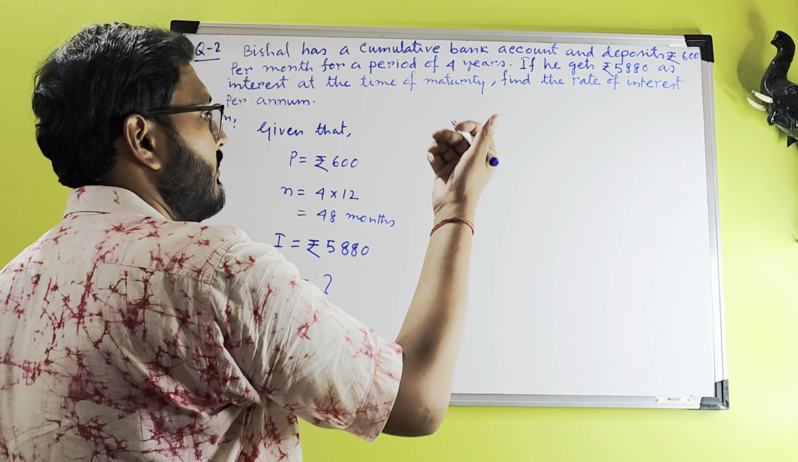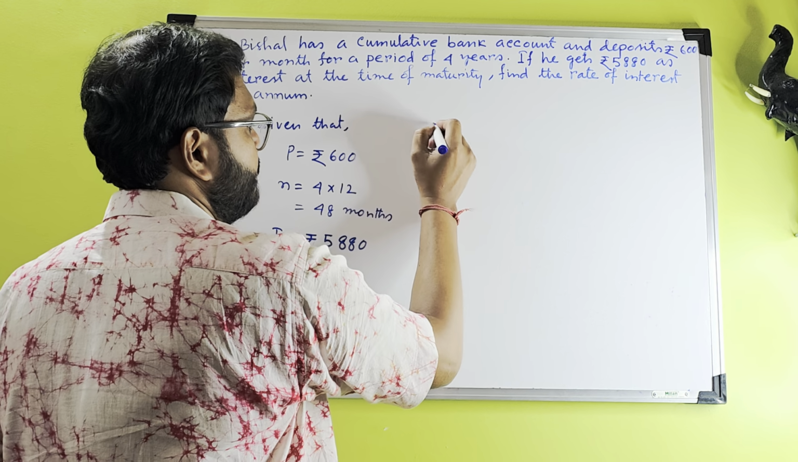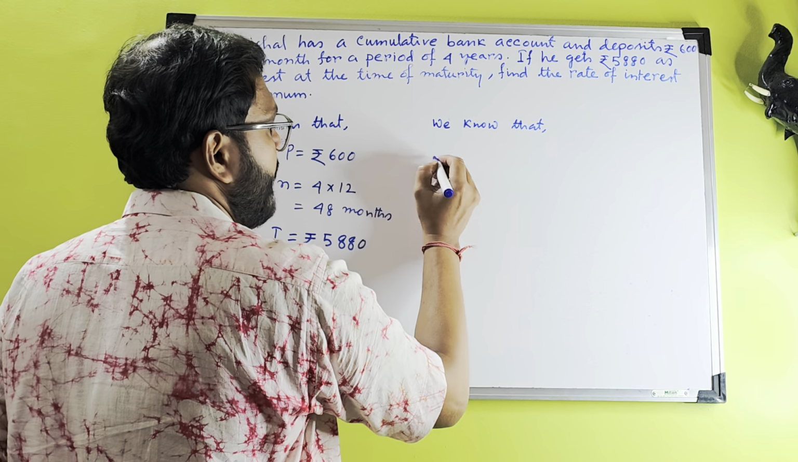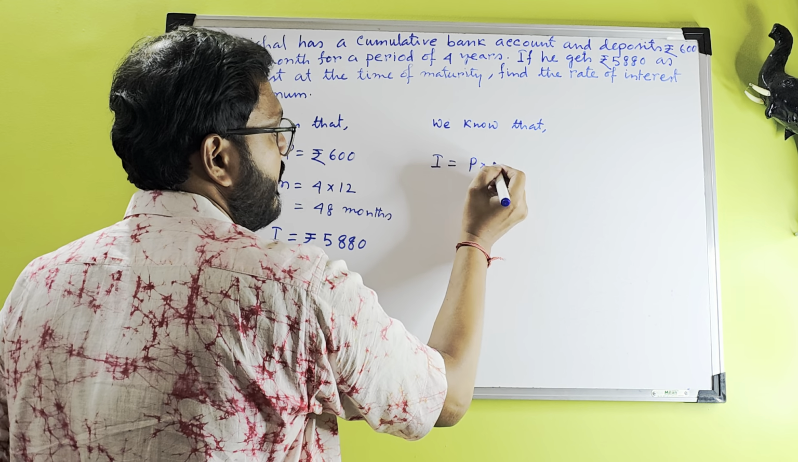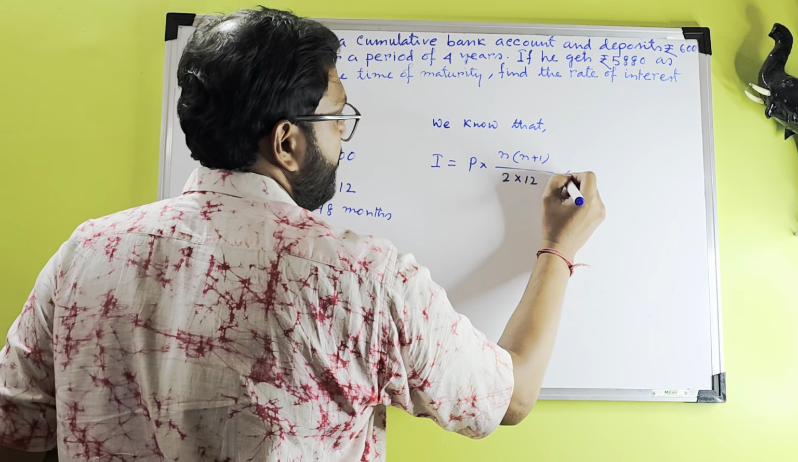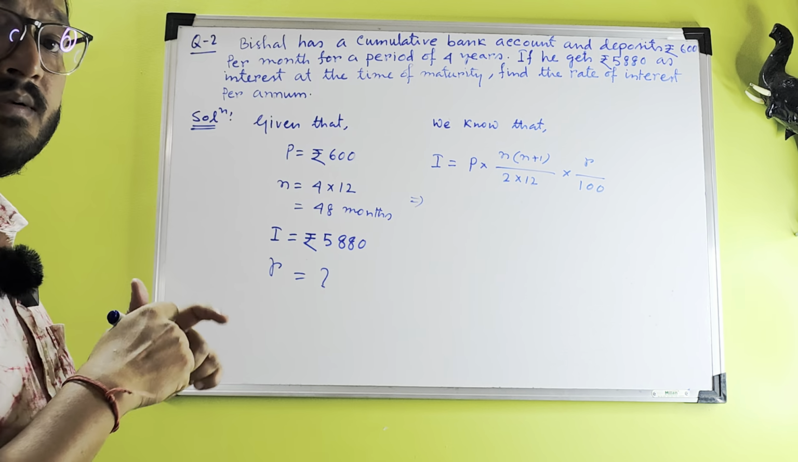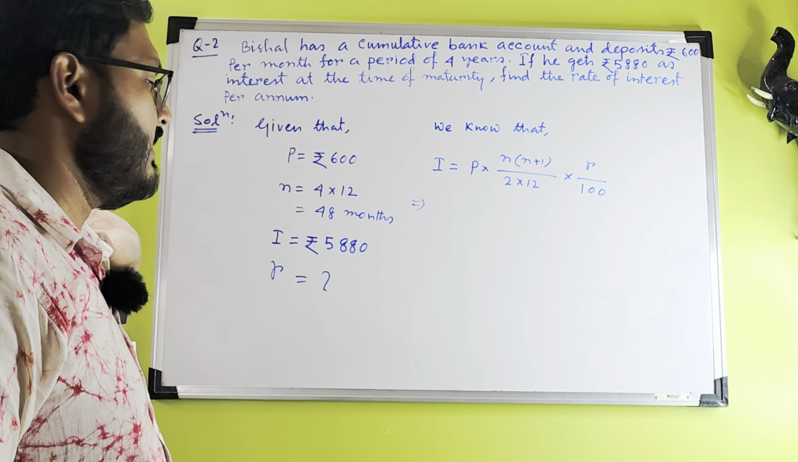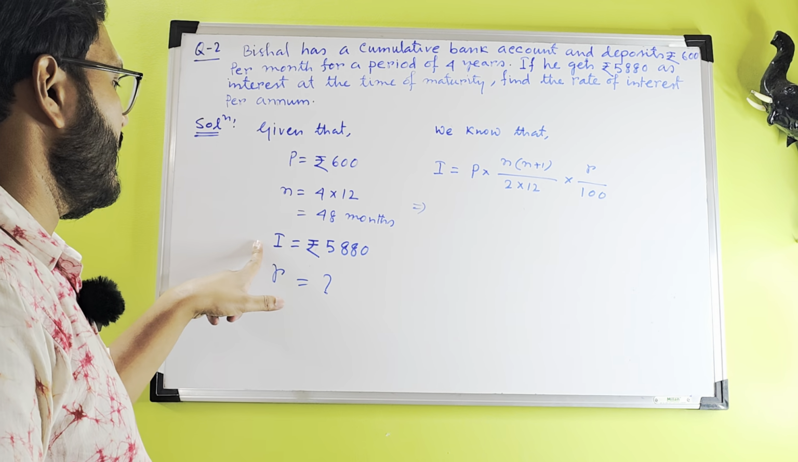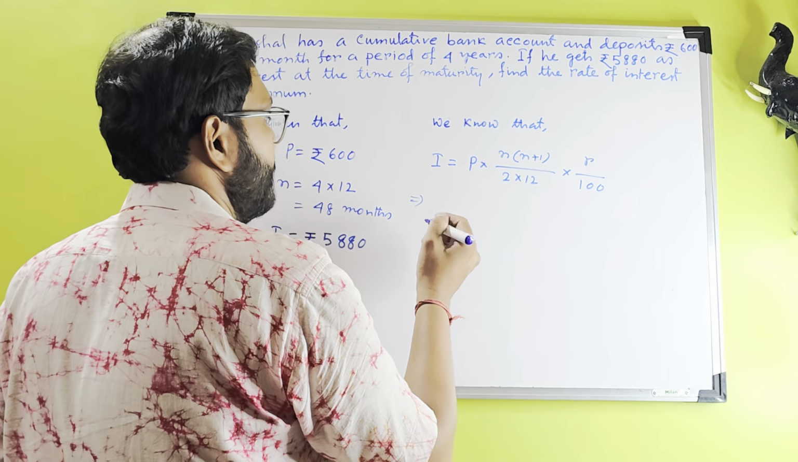So now put in the formula. Only one formula we know. So we know that I equals to P into n into n plus 1 by 2 into 12 into R by 100. Now again, look at here. Three things are given. You have to find R. So second sum this is. In first sum we found I, here R. So in the next two sums we will find N and P. Okay, when other things will be given.